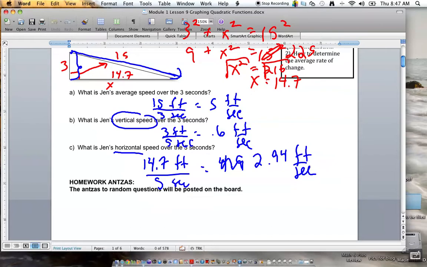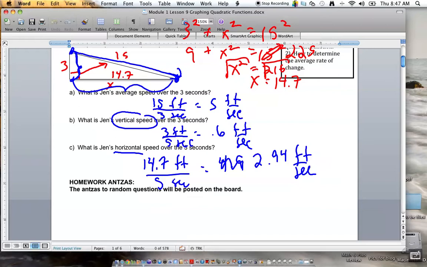So we've looked at speed from 3 points of view here. My absolute speed, the speed that you've dealt with your whole life: I went from here to here, it was 15 feet, I divided by 5 seconds. But for the first time, I think, in your life, we broke speed down into its two components. The vertical speed, which is 3 divided by 5, and the horizontal speed, which is 14.7 divided by 5. That's how it works out. Okay? Yes?